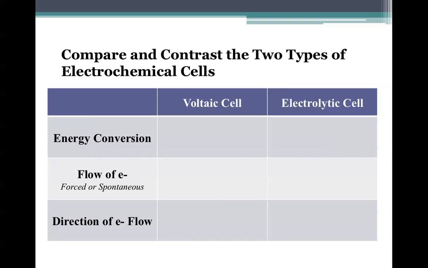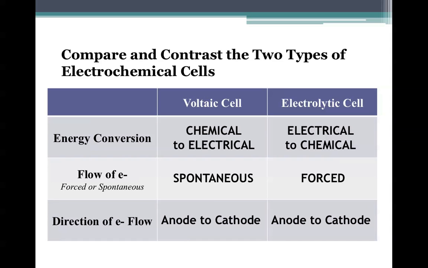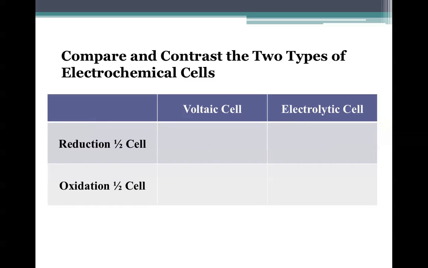Energy conversion is a difference between these. Voltaic takes a chemical spontaneous reaction and converts it to electrical. Electrolytic cell takes electrical energy and converts it to chemical energy by forcing that flow of electrons. We know that flow of electrons for a voltaic cell is spontaneous, happens on its own. Electrolytic, it's forced. The direction is a similarity between the two. Electrons are always going to flow from the anode to the cathode, so A to C. The reduction half cell always occurs in the cathode. Oxidation always occurs in the anode. Another similarity between the two.